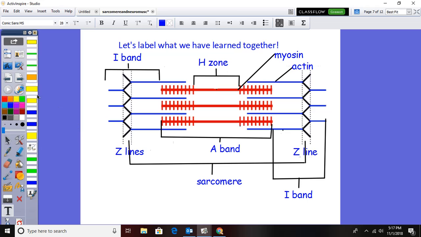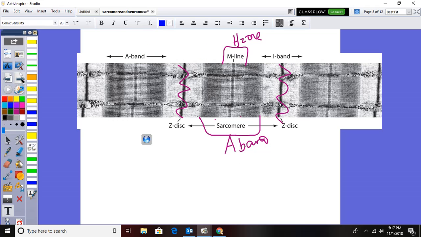Okay, so that's that. Let's see what we've got next. Now here, this is just showing you an electron micrograph of the striations or the stripes on a muscle, and I wanted to show you what's responsible for that. Look here where you've got your A band. Remember, the A band spans the length of the myosin filament, so it's going to go from one end to the other, and that's where your darkest area is. But in the middle of that, you can see that it gets kind of light. Where it gets lighter in the middle, that's your H zone.